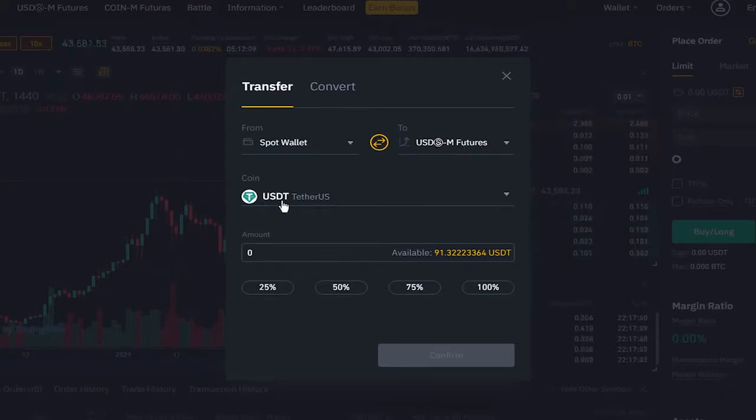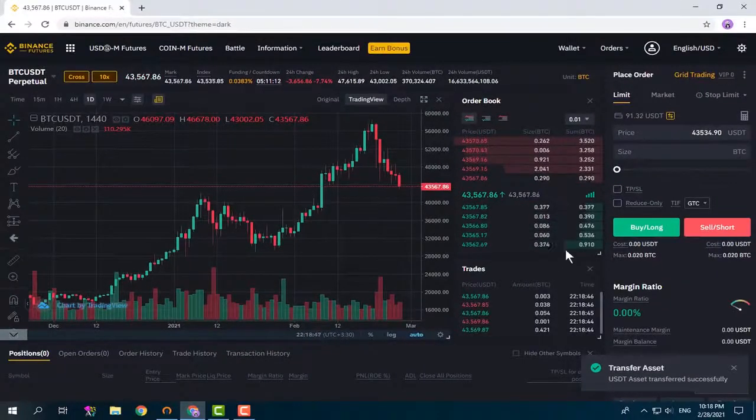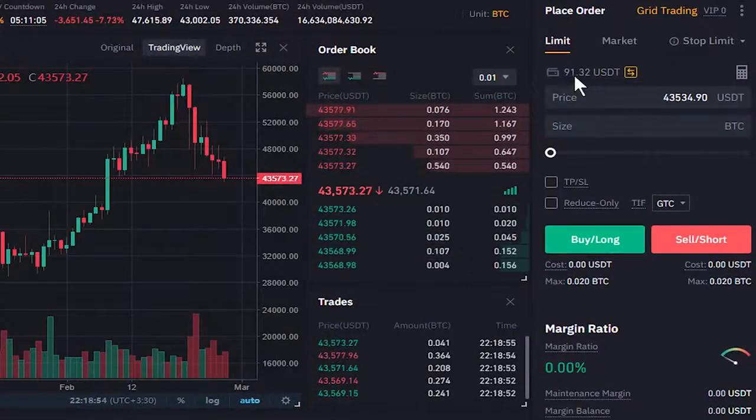The coin USDT is already selected. Here you enter the amount you want to transfer, or you can select the percentage you'd like to transfer. I click on 100% and all of the available tethers in my spot wallet will be transferred here to the USD-M futures wallet. And by clicking on confirm, it's done. And here, as you can see, we have USDT available to start buying or selling the contract.